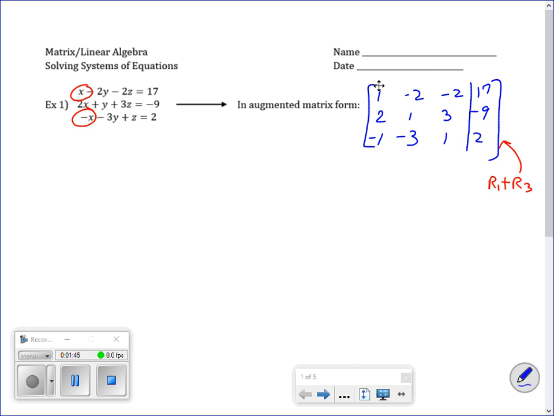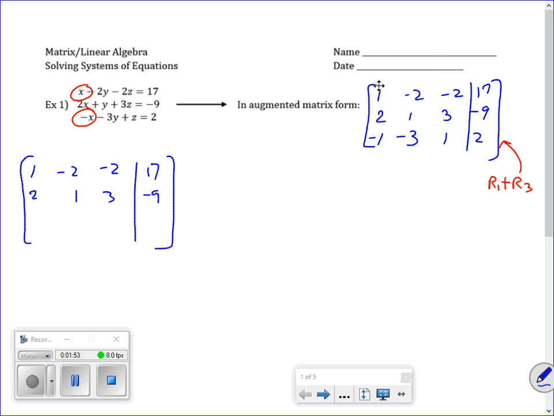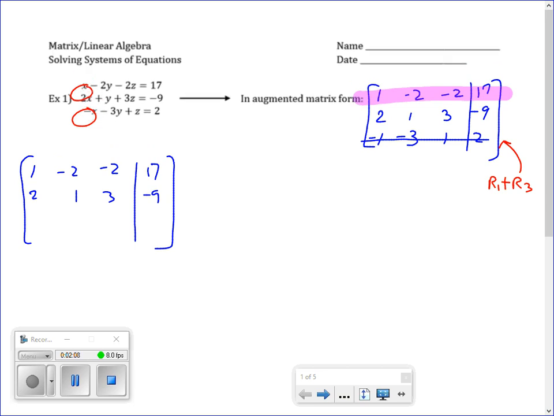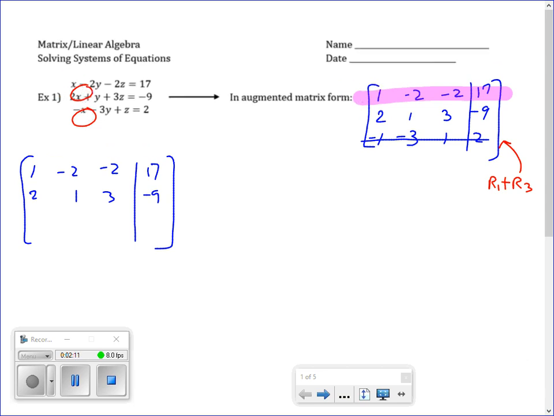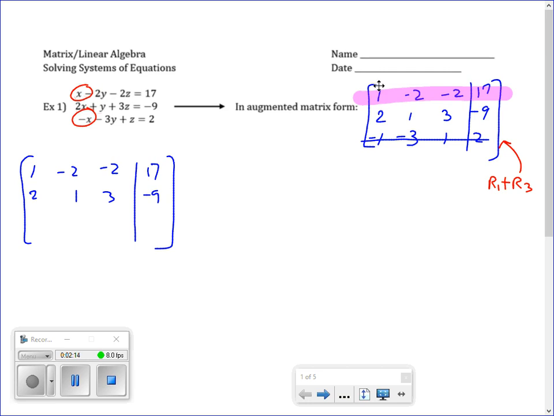So my next, I'm going to keep 1, -2, -2, and 17. I'm keeping 2, 1, 3, -9. But in my mind, what I'm going to be doing is taking this row right here and this row right here, and adding them together. Oopsie, the highlighter messed up. So if I do that, I get 0 for the first part, then I get -5, and then I get -1, and then I get 19.